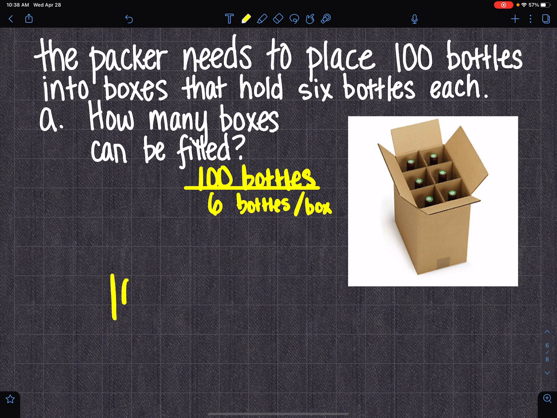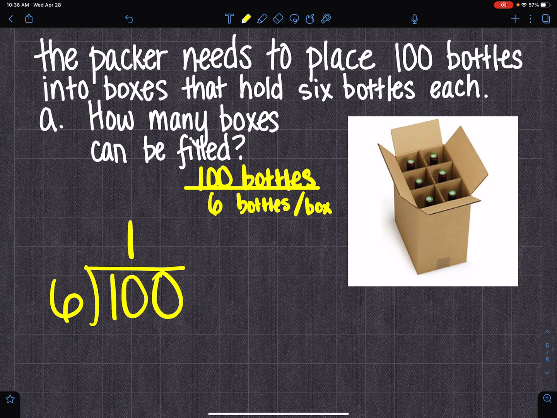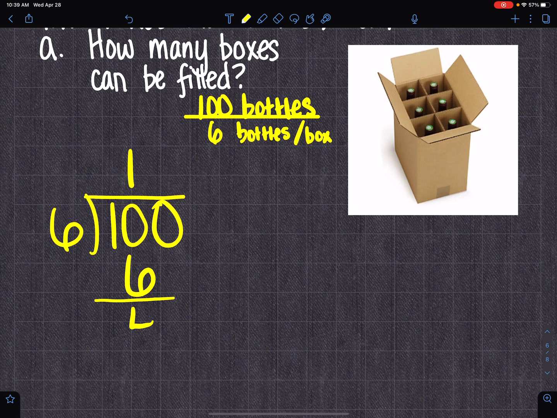100 divided by 6. So 6 does not go into 1, so we're going to go to the next digit. Does 6 go into 10? Yes, it does. It goes 1 time, because once you have 2 times, then you're at 12. So then we multiply. 1 times 6 is 6. So I'm going to write that here. 10 minus 6 is 4, because we subtract, remember, and then we bring it on down. We bring down the 0.